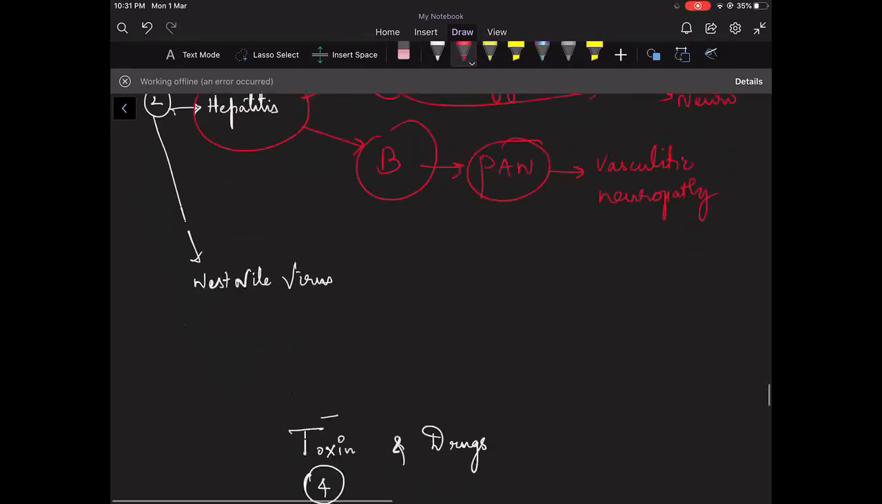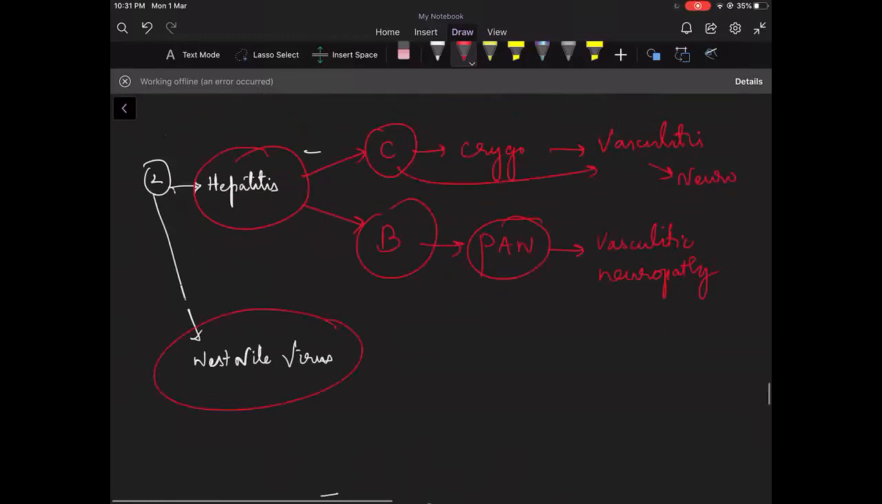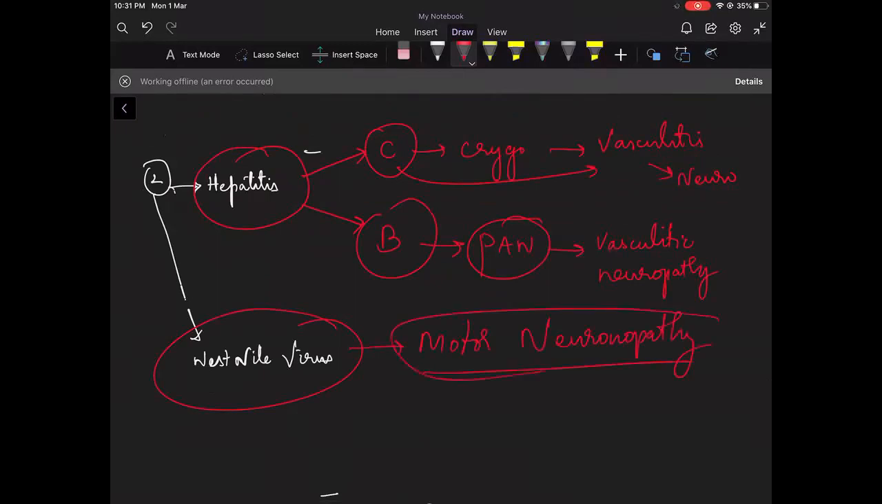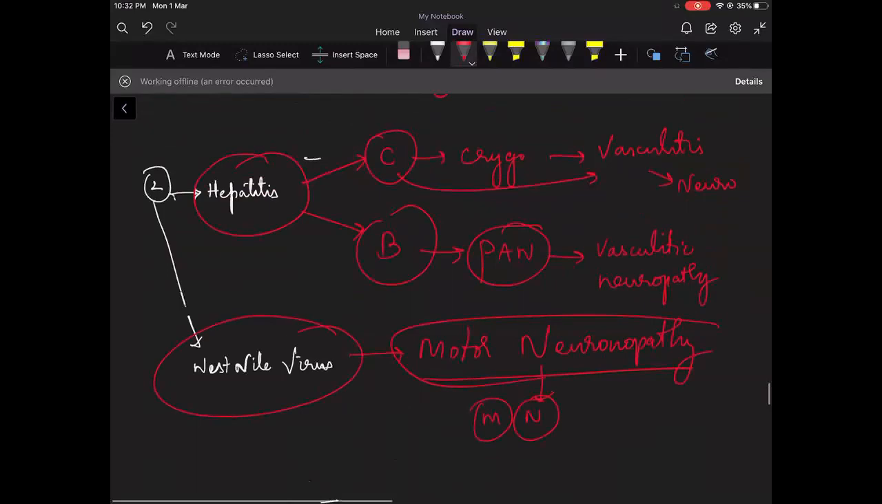And the last important virus is West Nile virus. It is a motor neuronopathy. Predominantly the motor neurons are affected here, that is, the anterior horn cells are affected. So the patient will classically have motor involvement alone.